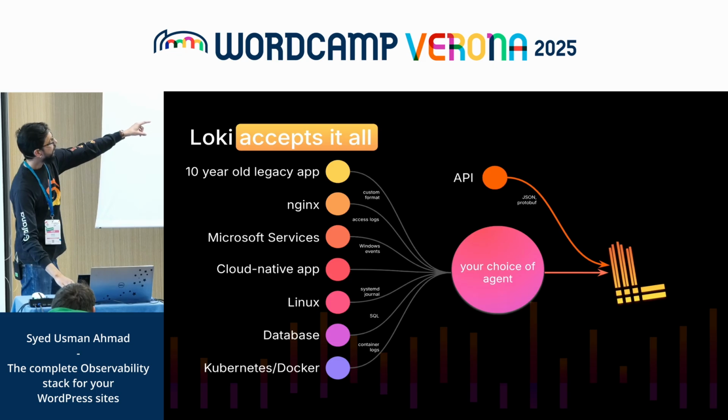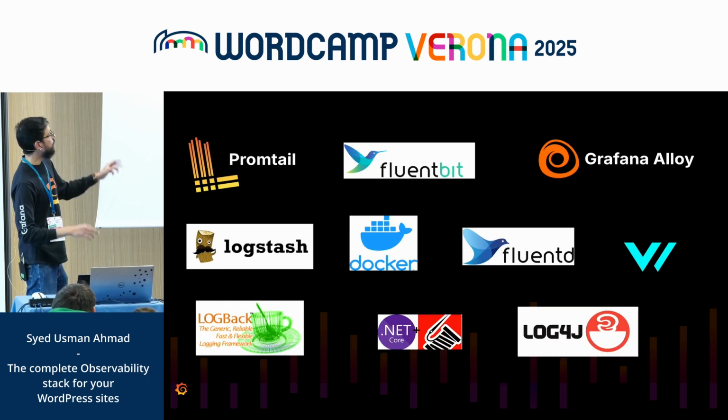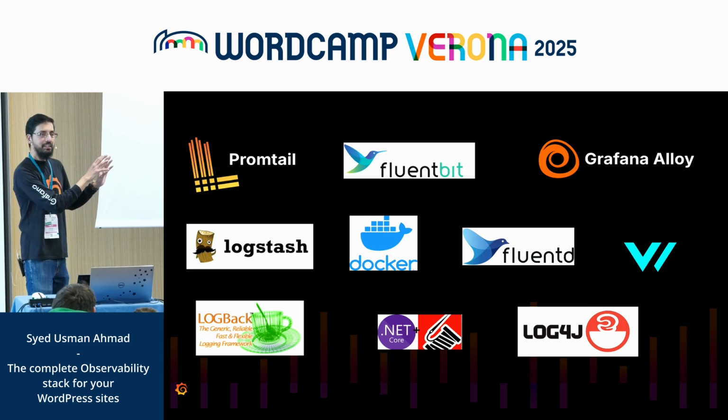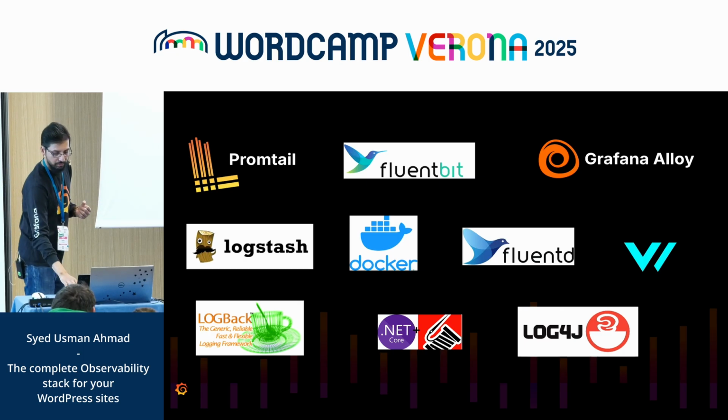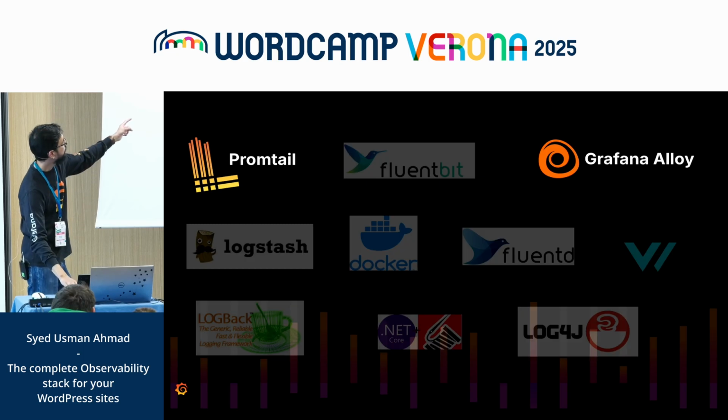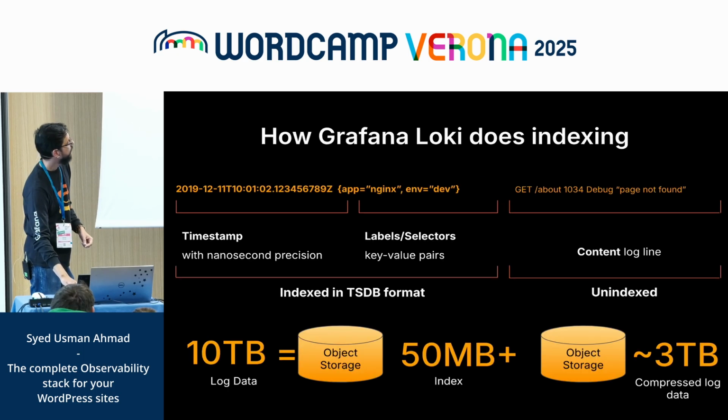And you can even tell it via API as well. That's something not so commonly known, but you can use it via API. And you can use all these agents. Agents basically mean their only responsibility is to collect the log files and send them to the Loki server. And Grafana has two, Promtail and Grafana Alloy.